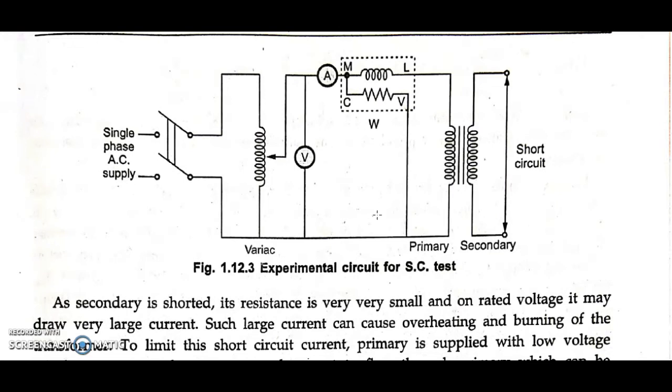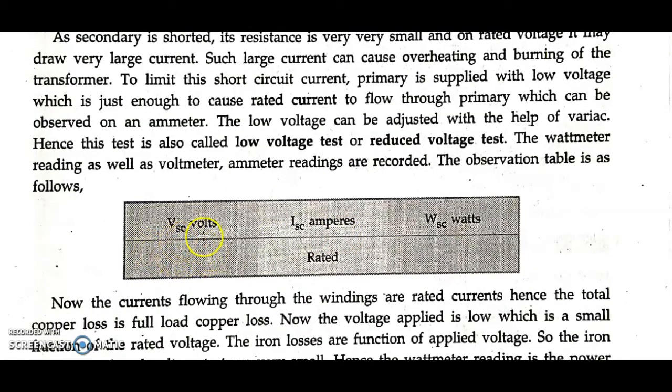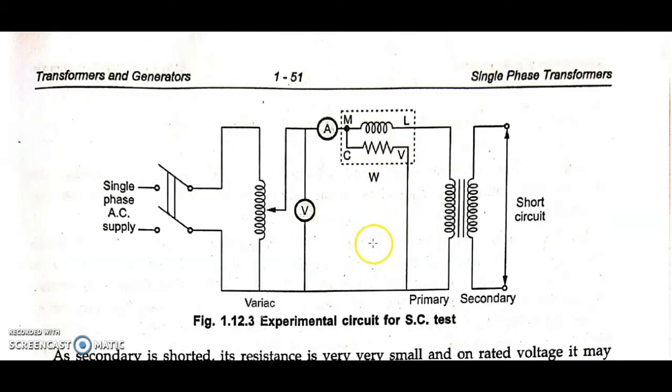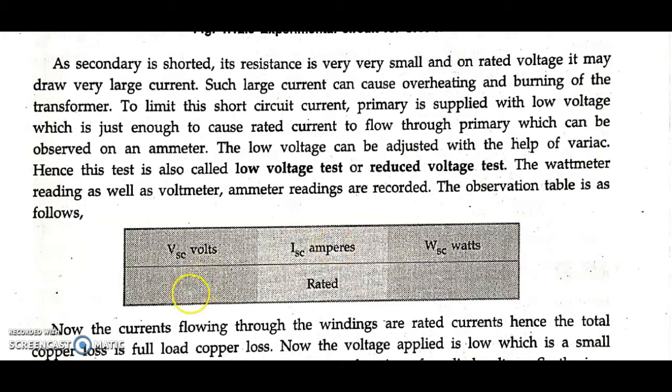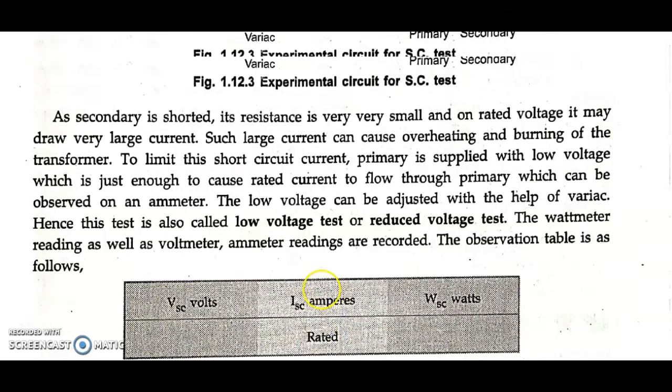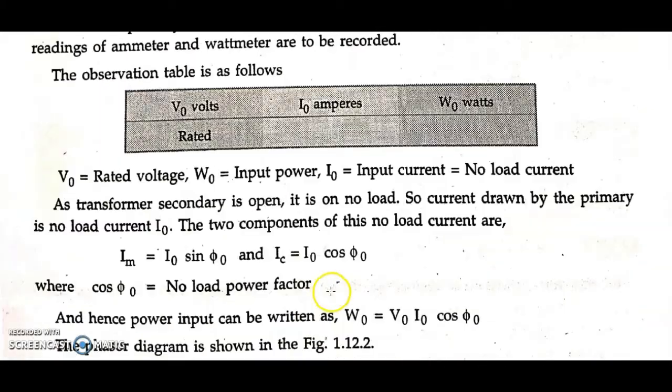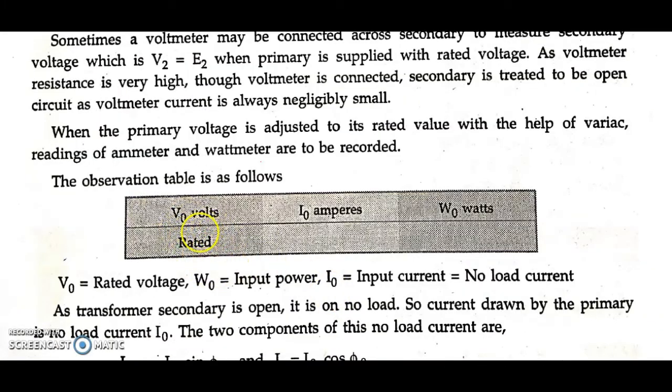By doing so, what will you get? Not V naught, but precisely VSC, because since it is a short circuit test I need to put the suffix SC. So I'm going to get VSC, ISC as well as WSC. This is what we take as readings here, because like I told you, the ISC value is the rated current. I am going to inject rated current in the primary winding of the transformer, not the rated voltage. Very, very important. If rated voltage is applied, your transformer will burn for sure. So for the SC test make sure rated current is given, and for the OC test you give the rated voltage of that particular transformer.